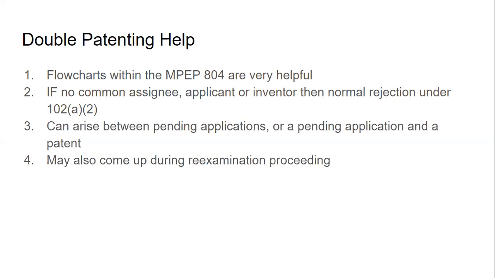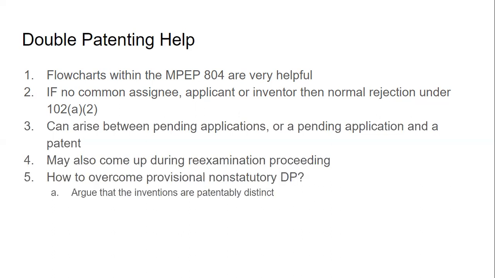It can also come up during your re-examination proceeding, as you can imagine. So if something has been issued or is being contested in any case, then that can be a substantial new question of patentability. And then how to overcome a provisional non-statutory. That's going to be by arguing that the inventions are patentably distinct. So saying, no, these are not obvious within each other, they are distinct.